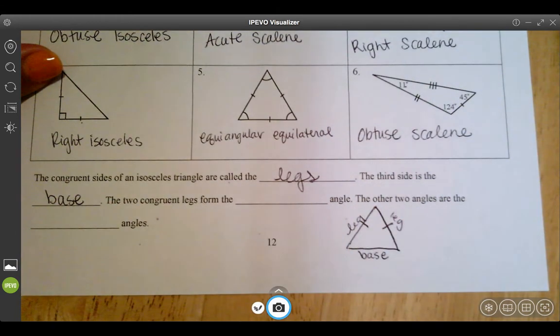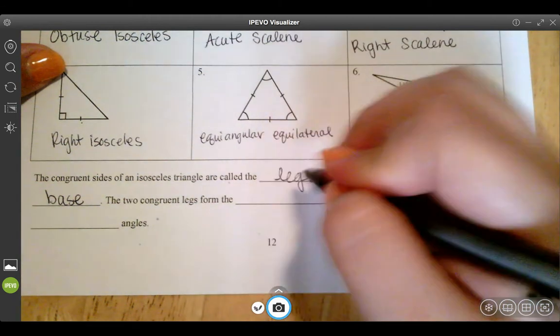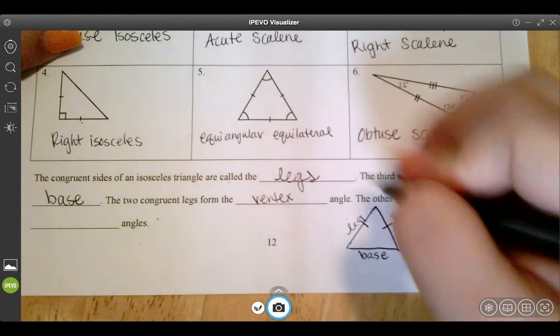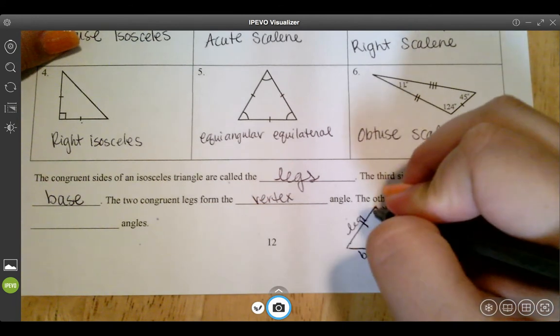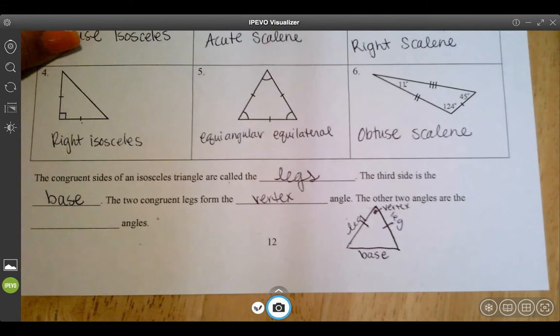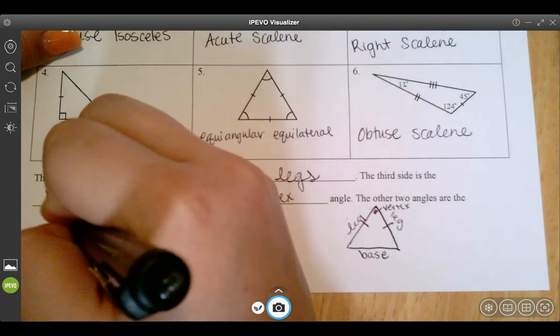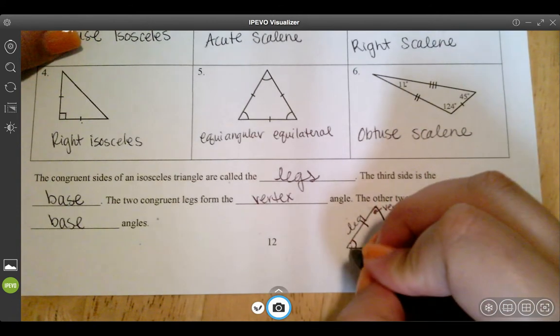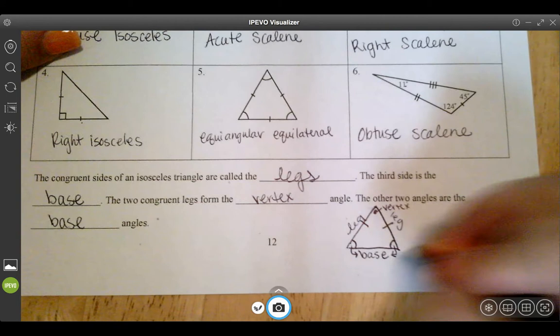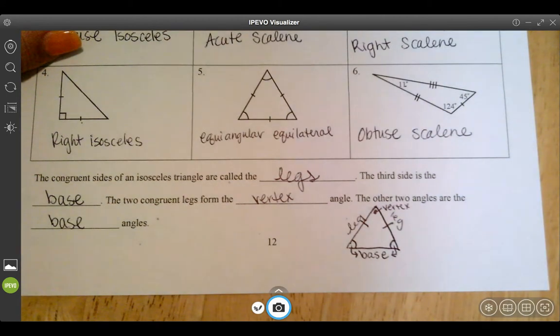So when we're talking about the base of a triangle, for an isosceles triangle, there's only one side that should be called the base. The two congruent legs form the vertex angle. So this one here is called the vertex. The other two angles are called the base angles. They're the angles that are on the base. These two angles are the base angles. So the side and the angles are called base side and base angles.